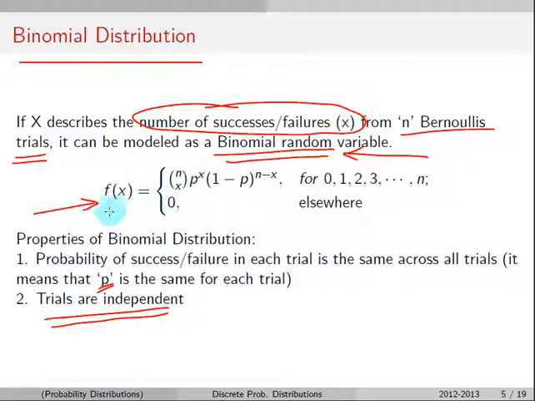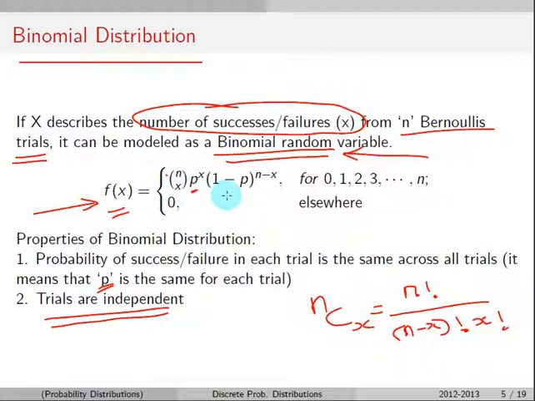And f of x, which is really the number of successes or failures, can be written as n combination x. This is read as n combination x or nCx. This can also be written as n factorial divided by n minus x factorial times x factorial. If you remember your permutations and combinations from high school, that is what this is, n combination x multiplied by p raised to x, times 1 minus p raised to n minus x.